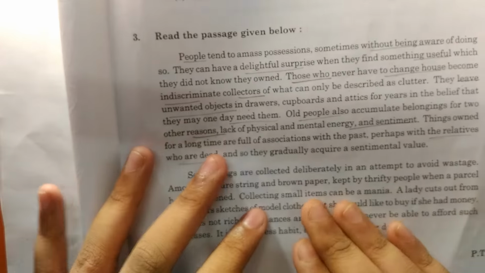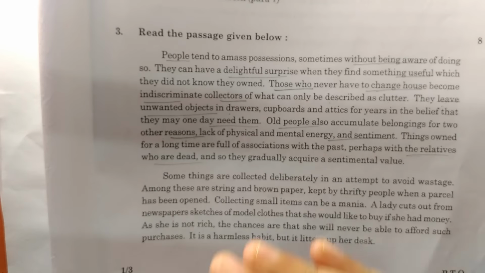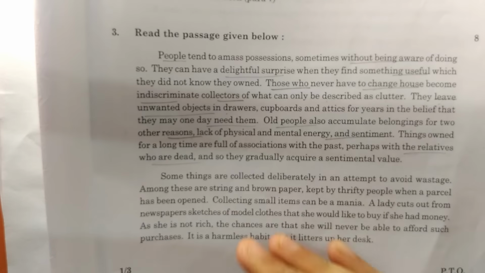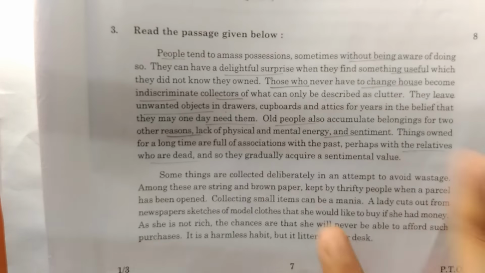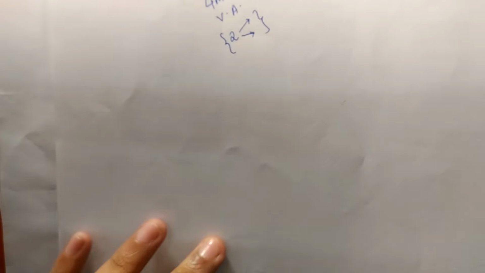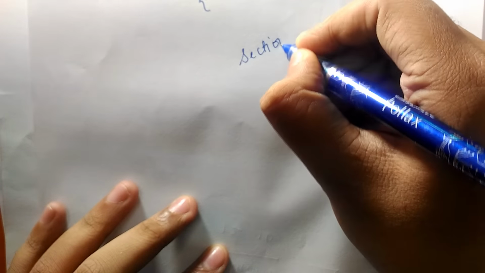Summary writing should be based on your notes itself. Again, you should not refer to the passage. Whatever notes you have prepared, you should write down the summary based on those notes. Now let's come to section B. Section B is your writing section.